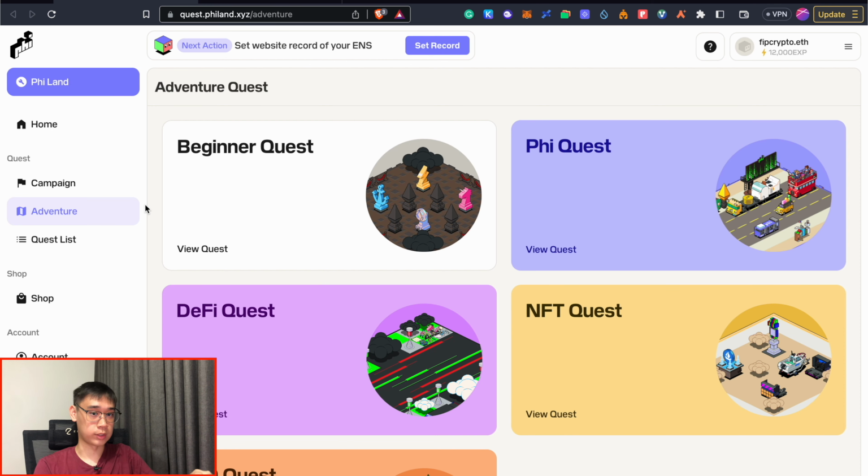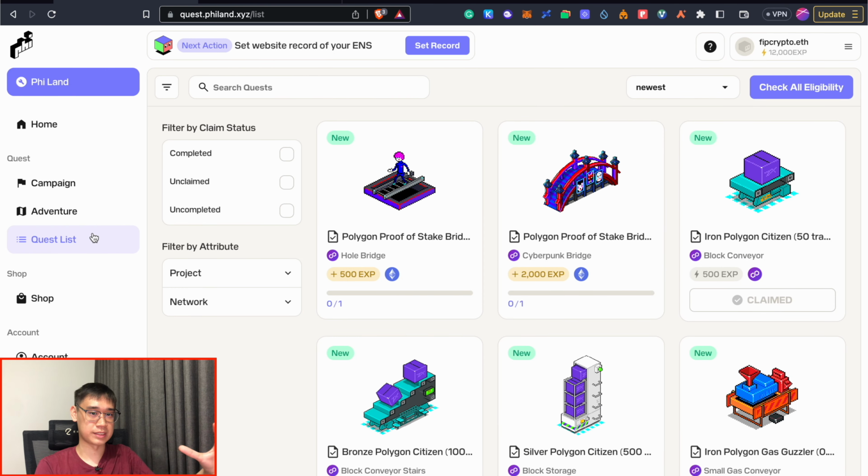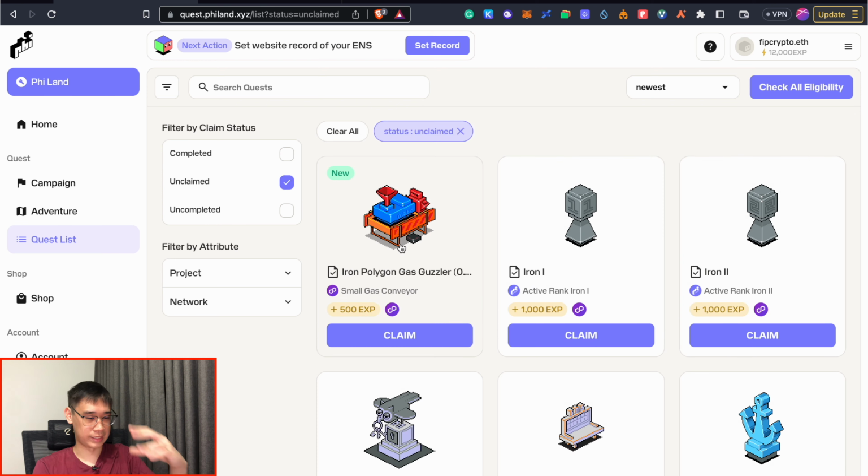Depending on the age of your wallet, as well as the activities that you've performed before, it is possible for you to have already completed some of these quests on Phi Land. What I'll recommend you to do is to click on this check all eligibility button. And you can filter all of these objects by clicking on unclaim, and this will show you all of the different items that you can claim based on certain transactions that you have already performed.